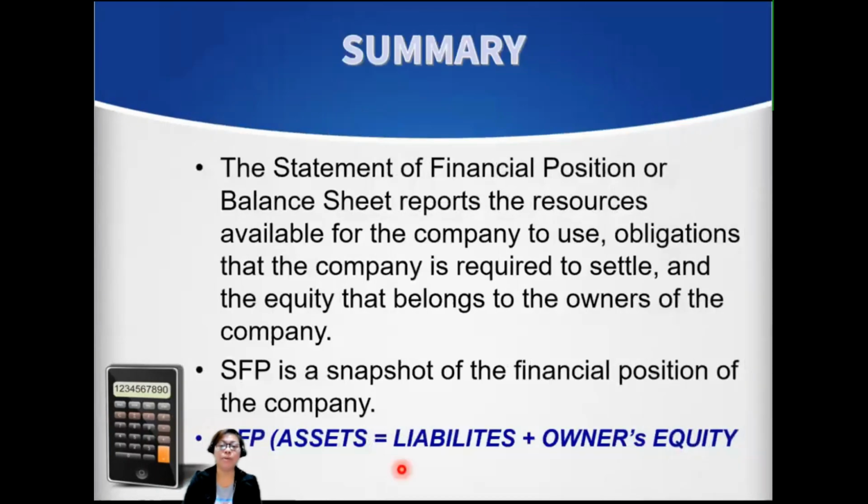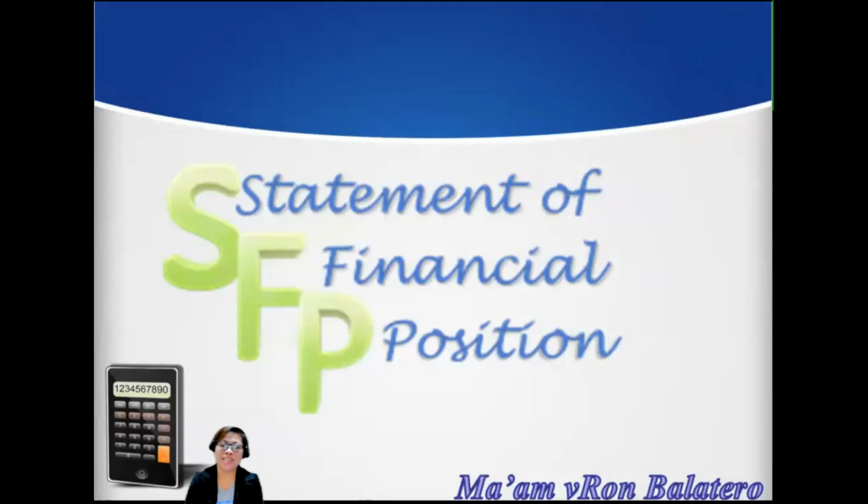So in summary, the statement of financial position or balance sheet reports the resources available for the company to use, obligations that the company is required to settle, and the equity that belongs to the owners of the company. SFP is a snapshot of the financial position of the company. And in an SFP, we have the accounting equation: assets equal liabilities plus owner's equity. Okay, so that's all for our statement of financial position.